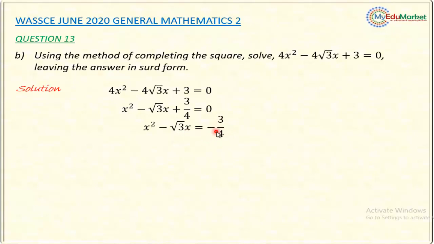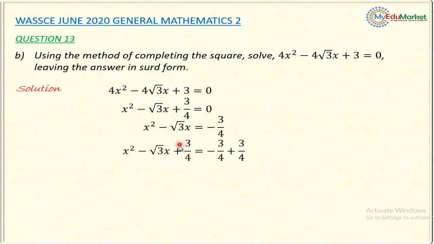Next is to add something to both sides so that the left hand side is now a perfect square expression. So I'm going to find the appropriate value to add. What we add is half the coefficient of x, but you square it. Half of this coefficient, you square it. That is what gives you what you are going to add to both sides. So the coefficient of x is root 3. Half of it will now be root 3 over 2. If I square the result, it will be root 3 squared over 2 squared, so that will be 3 over 4. So I'm going to add 3 over 4 to both sides.